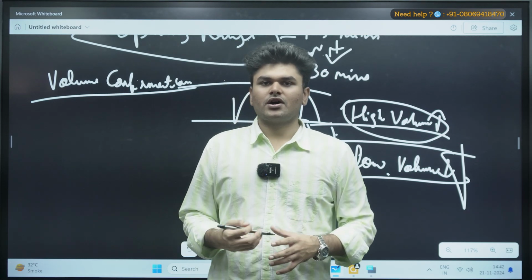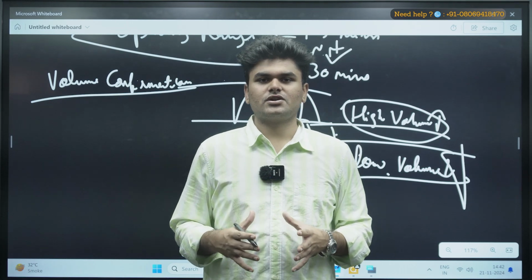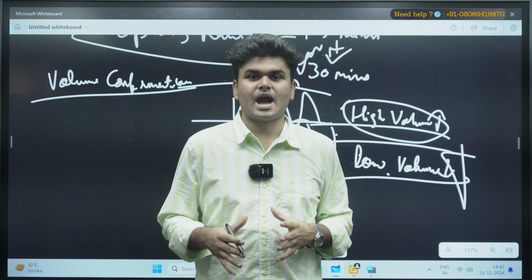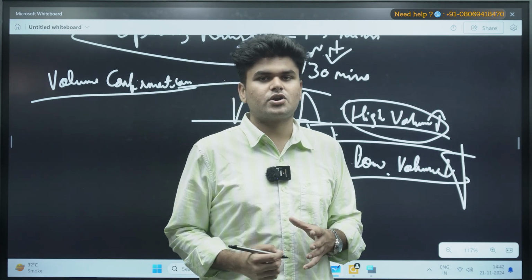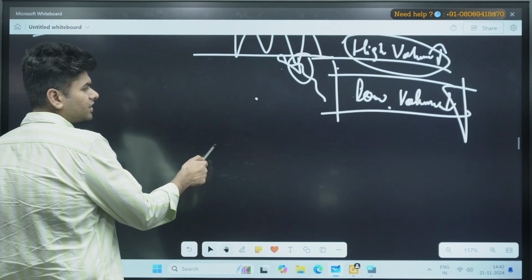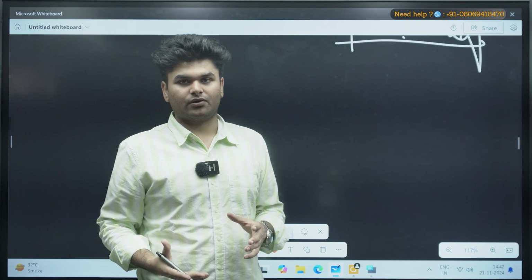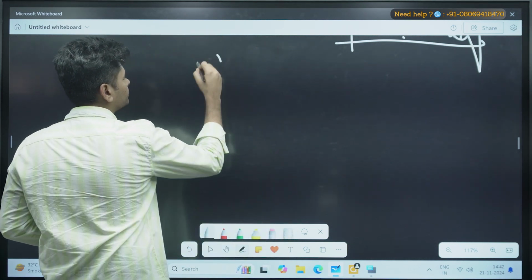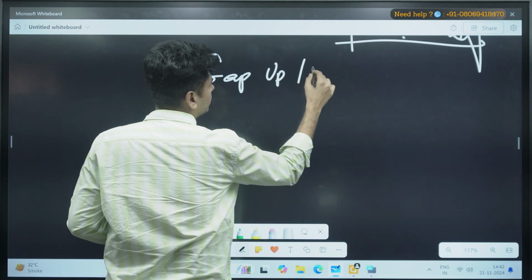So now when we have done the volume analysis, the next step you need to see is the gap up or a gap down. Okay, so that is a very important point. Most of the people want to understand what is happening when there is a gap up or a gap down.